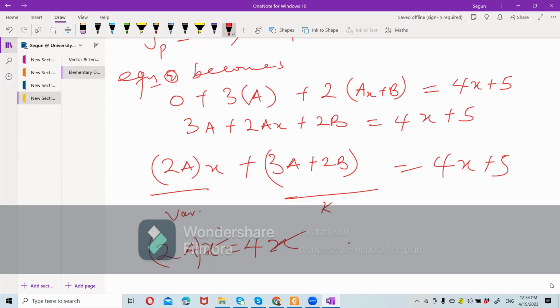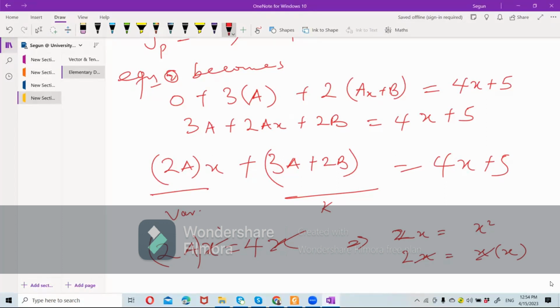This is what I'm doing. If I have 2x equals x squared, I have 2x here, and this one is x in bracket x. This one cancels this one now. It's mathematically proven. Yes or no? Yes, it's proven. So it's the same thing I'm doing. It's just a comparison.